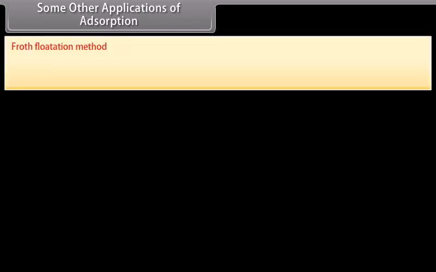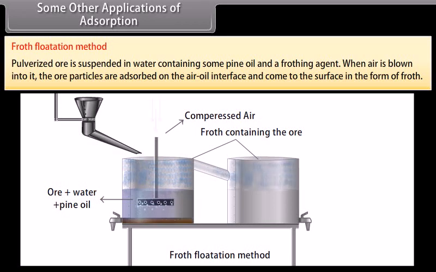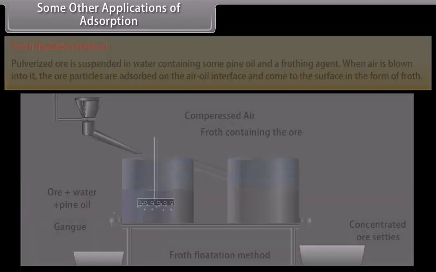Froth flotation method. Pulverized ore is suspended in water containing some pine oil and a frothing agent. When air is blown into it, the ore particles are adsorbed on the air-oil interface and come to the surface in the form of froth. For example, sulfide ores are concentrated by this method.